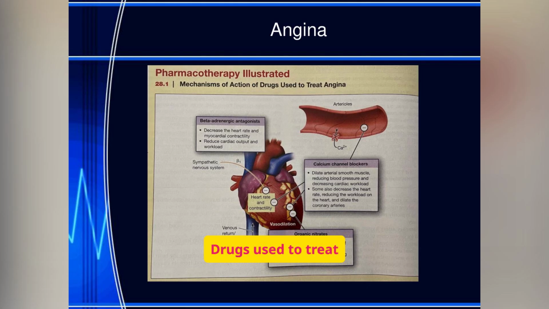Drugs used to treat angina work through various mechanisms. We'll explore how beta-adrenergic antagonists, calcium channel blockers, and organic nitrates affect the heart. Beta blockers slow the heart and reduce oxygen demand. Calcium channel blockers relax arteries. Nitrates dilate both veins and coronary arteries, reducing preload and allowing better oxygen delivery.